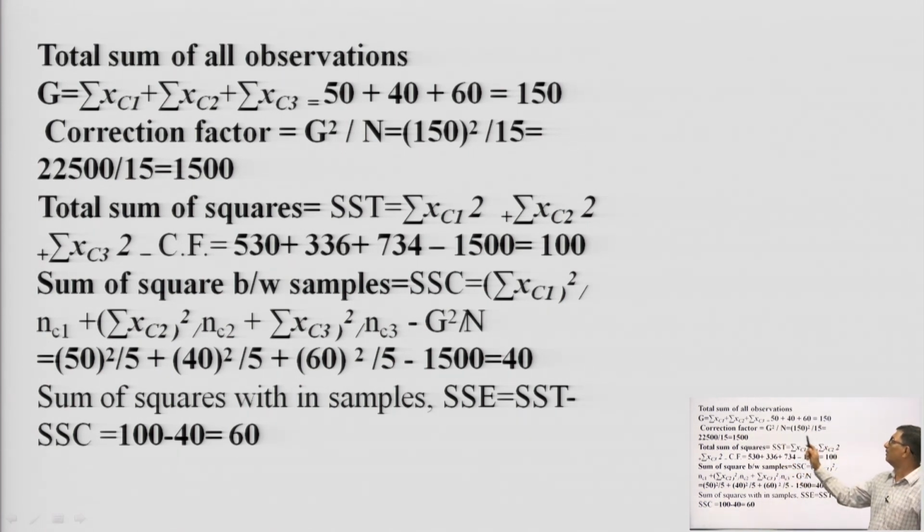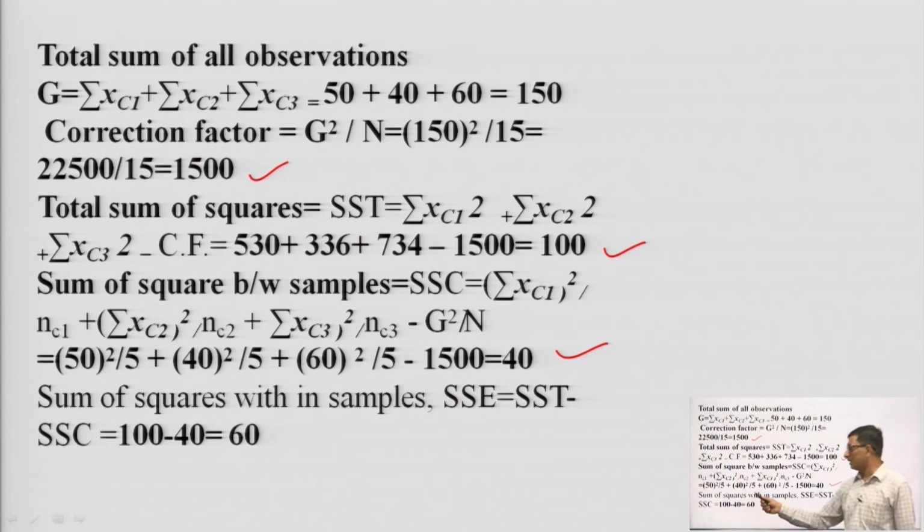This will be 150. The correction factor is equal to the grand total square by n, 150 square by 15, which will be equal to 1500. Then we find the total sum of squares, which is the summation of x square minus the correction factor; putting in these values we find 100. The sum of squares between samples, on putting the squared values and subtracting the correction factor, we find is 40. Then we find the sum of squares within samples, which is SSW equal to SST minus SSC, so 100 minus 40 equals 60.